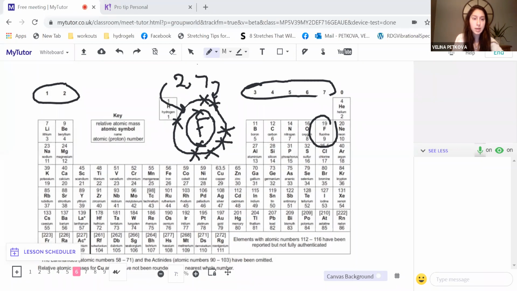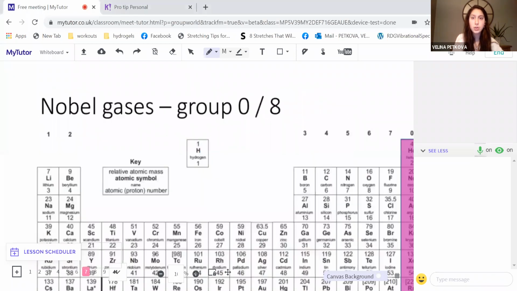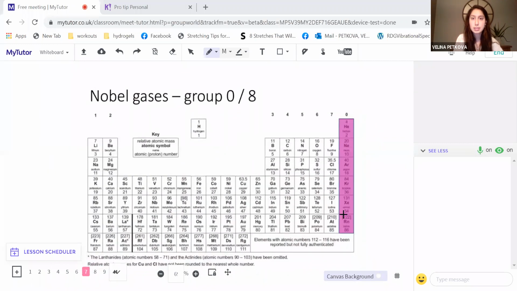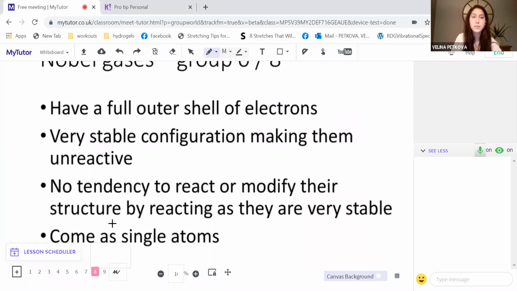So now let's look at our noble gases. Our noble gases are group 0 or 8. So it is this group down at the right, okay, indicated in pink. So what are the properties of noble gases? Noble gases have a full outer shell of electrons, okay?